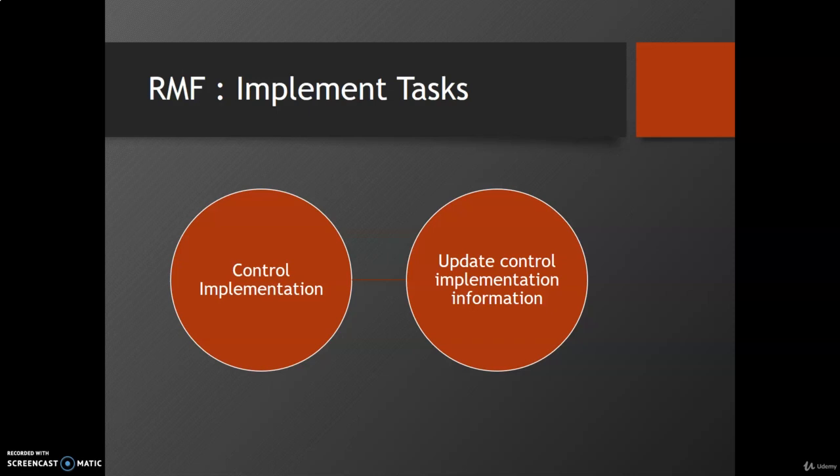Documenting the as-implemented control information is essential to provide the capability to determine when there are changes to the control, whether those changes are authorized, and the impact of the changes on the security and privacy posture of the system and the organization. So this is what we have as the tasks of the Implement phase.